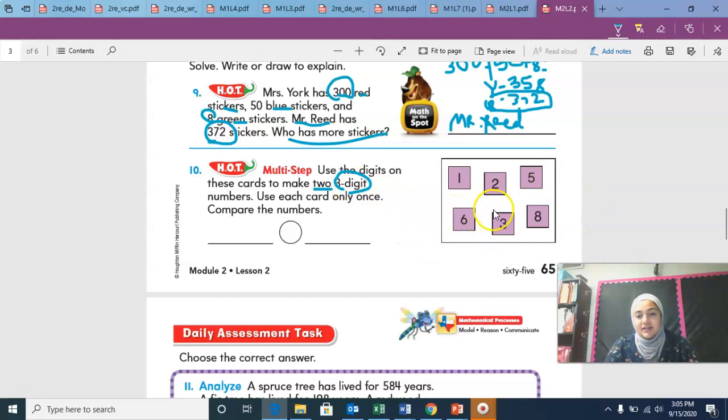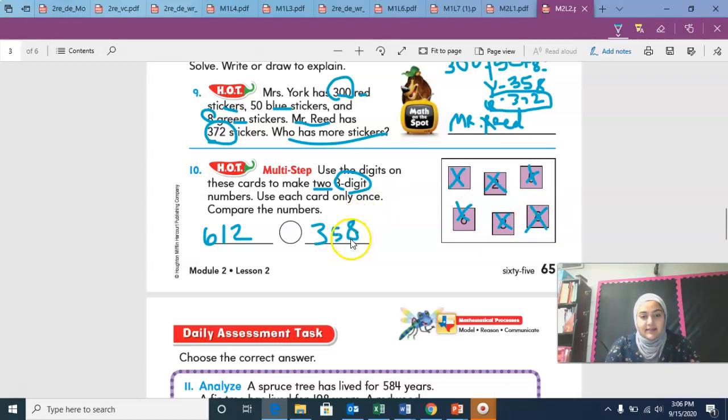Okay, so my first 3-digit number is going to be 6. And remember, we can only use the card once. So then cross it out when you've used it. 6, and then I'm going to use 1. And then I'm going to use 2. And it says that the number has to be 3 digits. So is this 3 digits? 1, 2, 3. Yes, it is. All right, now another 3-digit number using numbers I haven't used. So I haven't used 3. So I'm going to write 3. I haven't used 5. And I haven't used 8. So those are my numbers.